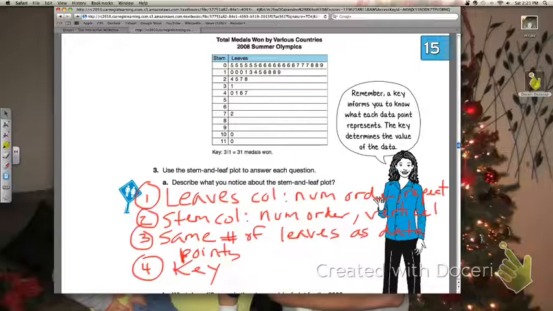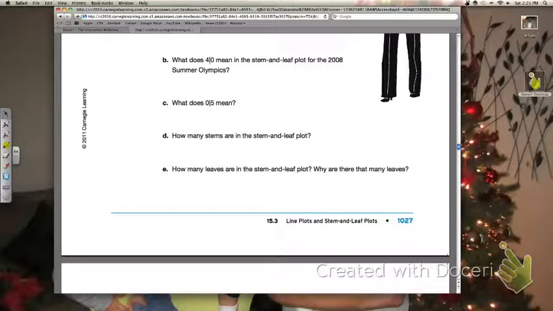Third thing, there's the same number of leaves as there are data points in the chart about the Olympics. So all of the numbers in the leaves side of the stem and leaf plot represent all of the numbers that are in the list of data. Last thing then, hopefully that you notice down at the bottom, is that there is a key below the stem and leaf plot to give you an understanding of what each number in the stem and leaf plot represents. So go ahead with your group members then and finish up the rest of number 3. Take a look at letter B, C, D, and E and answer those questions. I'll give you a couple minutes.